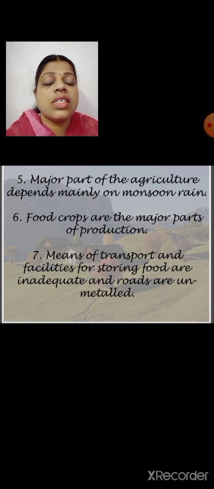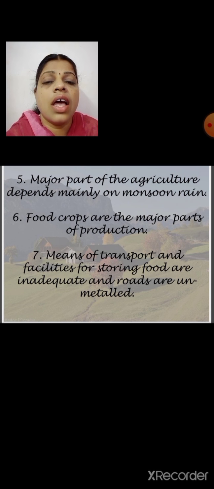The next one is, means of transport and facilities for storing food are inadequate and roads are unmetalled. So what is this, children? Before, we know the transportation facilities, because I told you about the lack of infrastructural facilities in our country. Proper infrastructural facilities were not in our country.